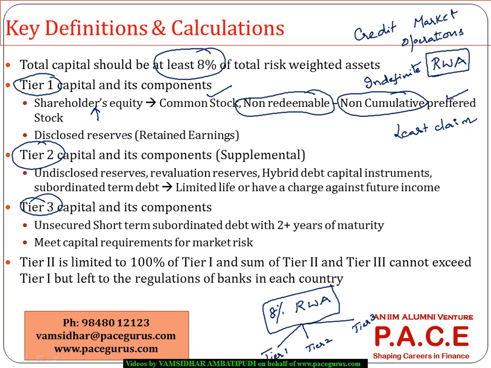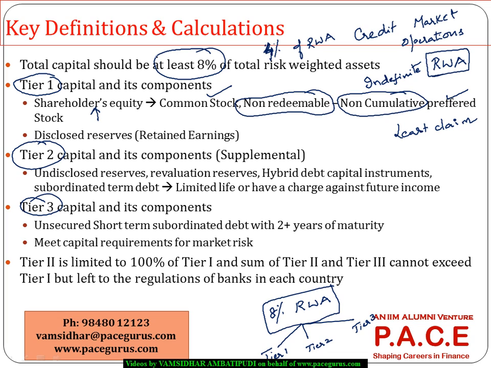So the disclosed retained earnings shown in the balance sheet also go as a part of tier 1 capital. These two put together, as per Basel II, form around 4% of the total risk weighted assets, which means 50% of the total capital requirement.